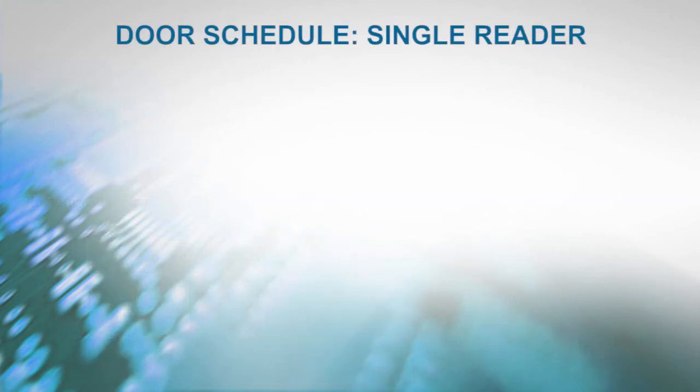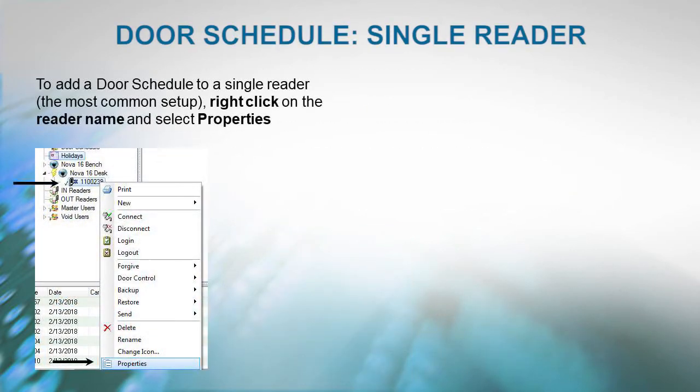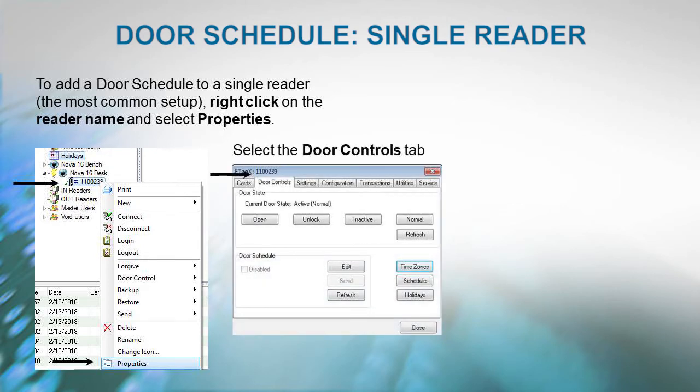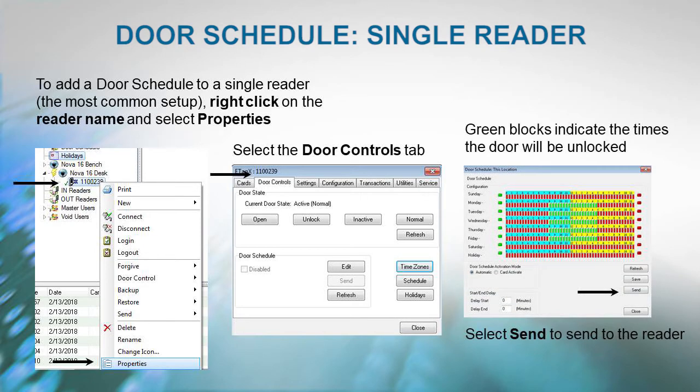Door schedule for a single reader. To add a door schedule to a single reader, the most common setup, just right-click on the reader name and select Properties. Select the Door Controls tab. The green blocks indicate the times the door will be unlocked, and select Send to send to the reader.